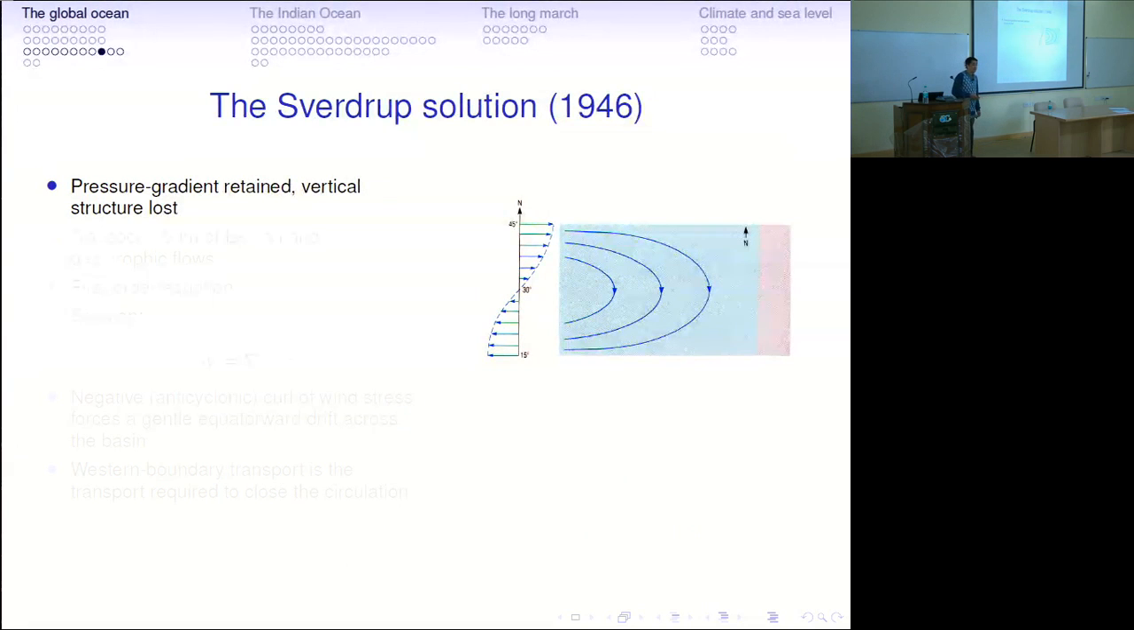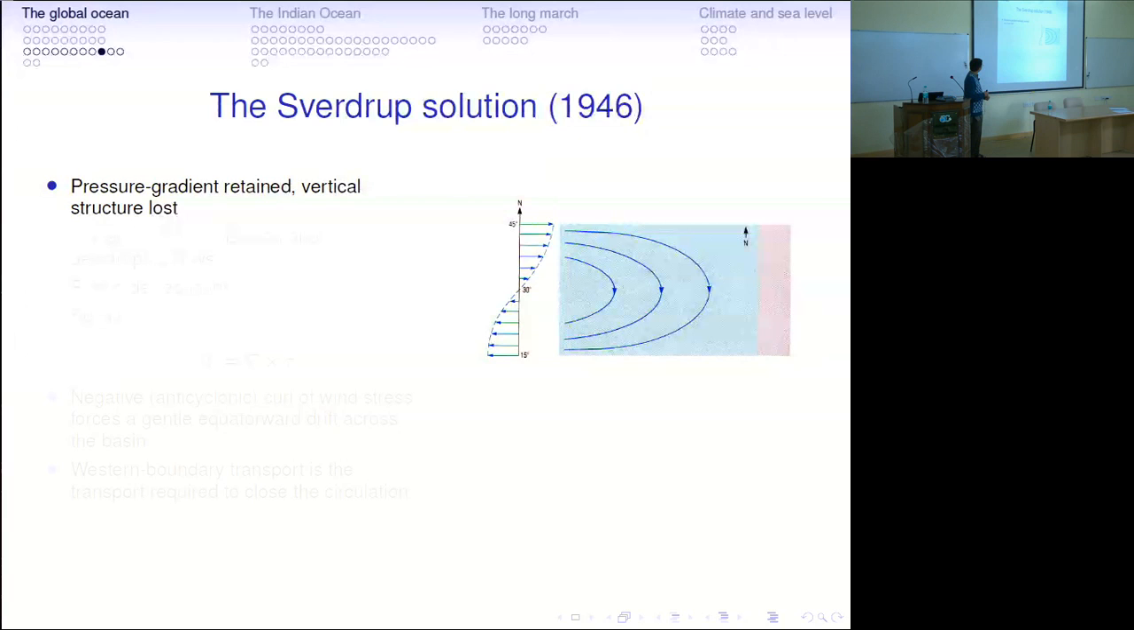Sverdrup made one dramatic departure from what Ekman had done. Ekman had dropped the pressure gradient term, and he had retained the vertical structure. That's why he got the spiral. He got basically a boundary layer solution.